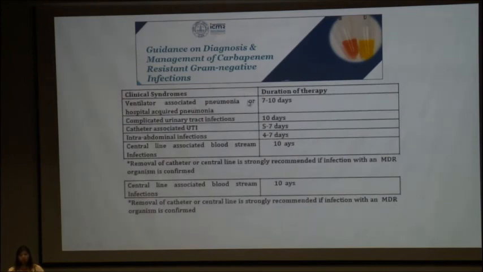They have also mentioned the duration of therapy that has to be given. Ventilator associated pneumonia or hospital acquired pneumonia, it is 7 to 10 days. Complicated UTI, it is 10 days. Catheter associated UTI, it is 5 to 7 days. Again, this is very difficult in ICU patients because there is a prolonged culture positivity in such patients, which could be because of the various lines and colonization, and secondly it could be some internal source of infection that is still there, and therefore it's very difficult to restrict ourselves to this duration.